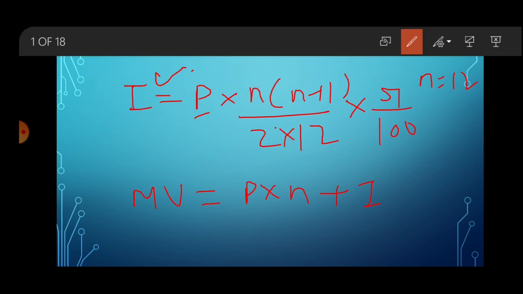Now after calculating the interest, in some questions you are asked to find the maturity value. Maturity value is given by P into n plus I. P is your principal amount, which for this example is 250, n is how many times you have deposited the principal, so it is 12 times, plus the interest you calculated using the formula. Now this is all about how to apply the formula and calculate the interest or maturity value. Now I will move to question 1 of your exercise.